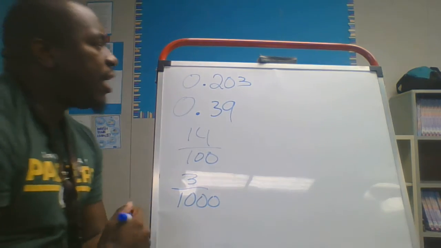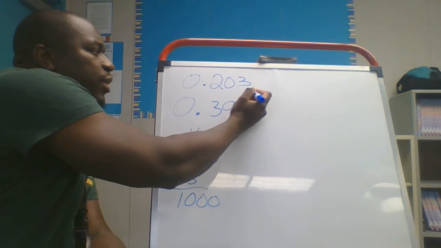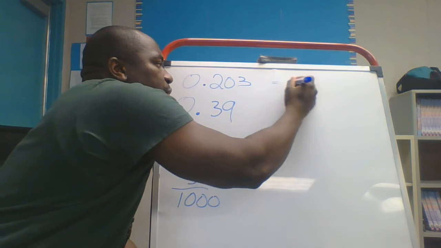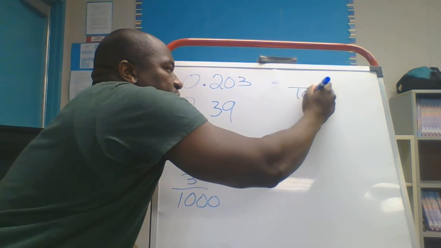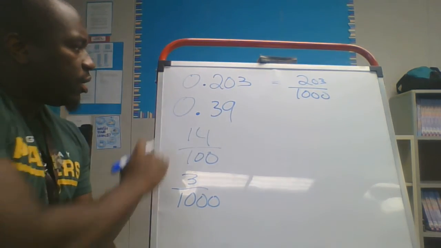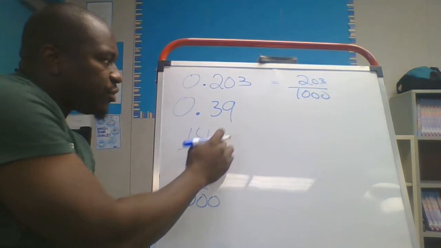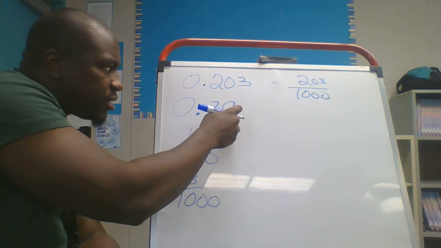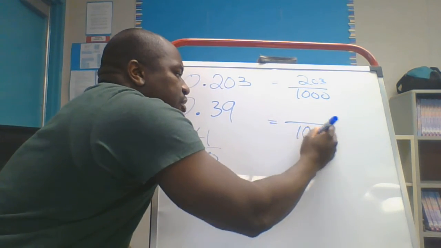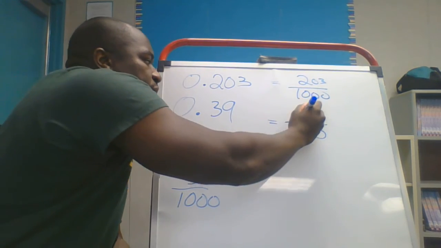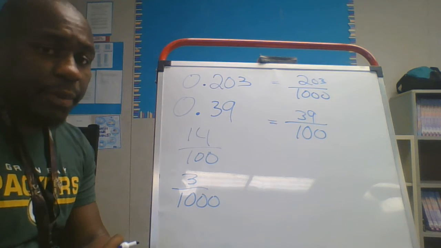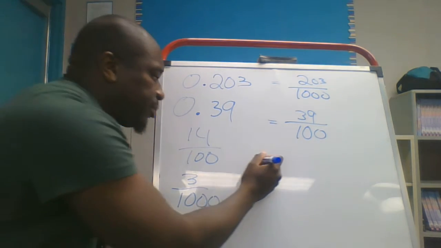So here we have a number that goes to the thousandths place, 203 thousandths. So we're going to write our decimal, 1,000, and we're going to put 203 on top. The next one, 39 hundredths, right? Hundredths, right? So we're going to write 100 as our denominator. 39 goes on top. Now here, we're doing the opposite. We're going from fraction to decimal.